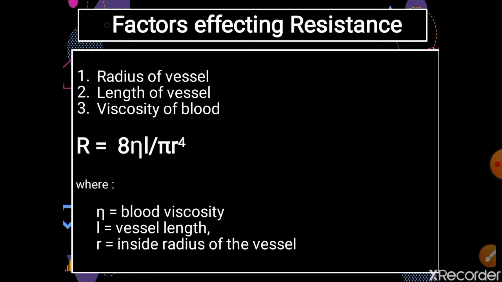What is the effect of radius of the blood vessel on resistance? As can be seen from this formula, radius is inversely proportional to resistance. As the radius increases, resistance decreases. But let's not ignore the fourth power of the radius. This means that 1 unit decrease in the radius increases the resistance by 4 times.